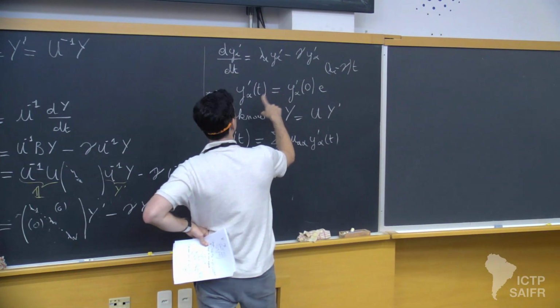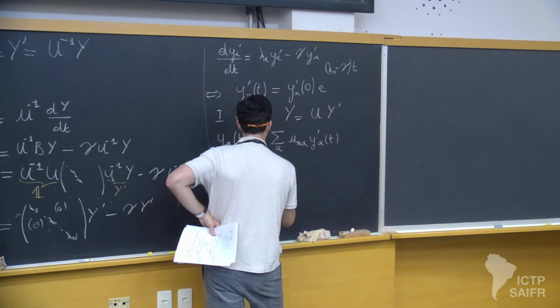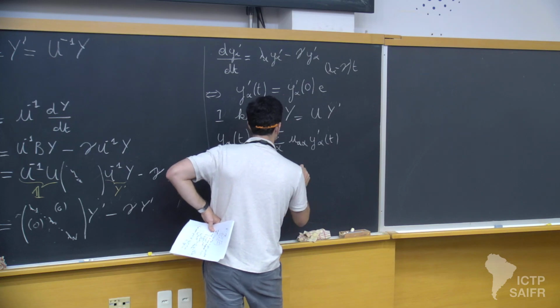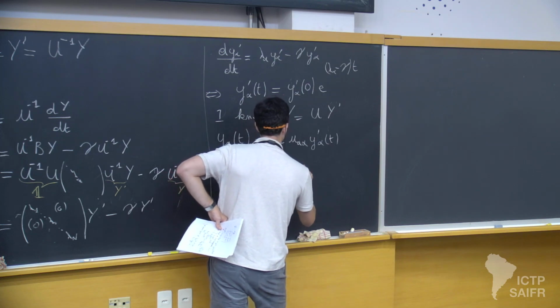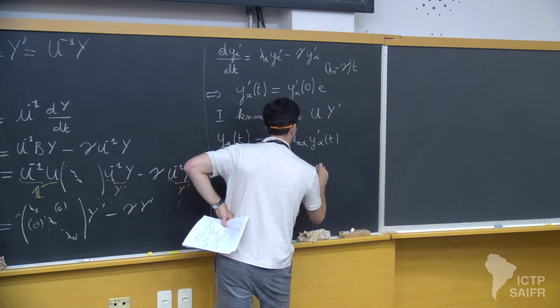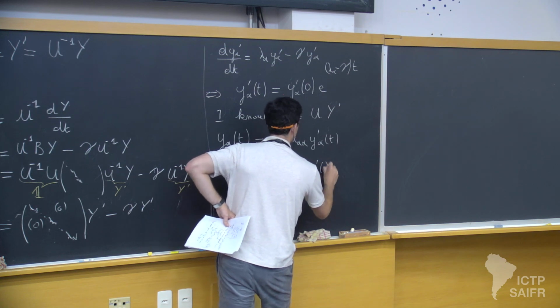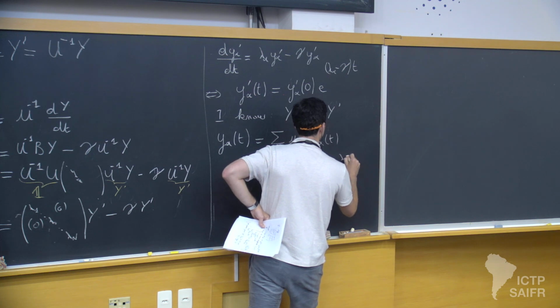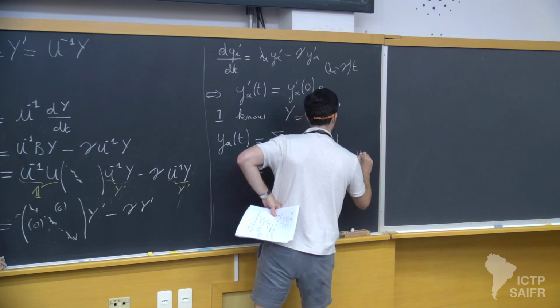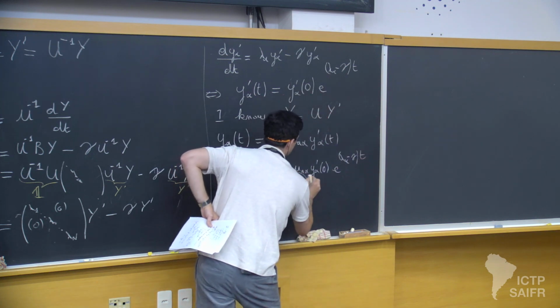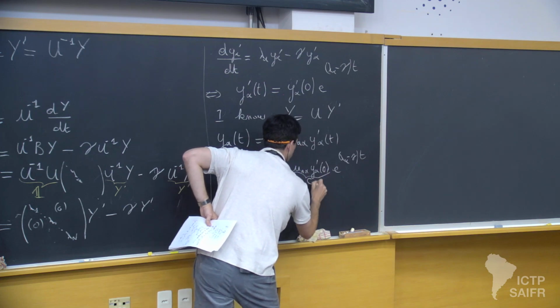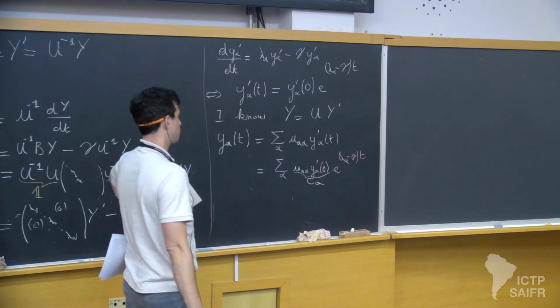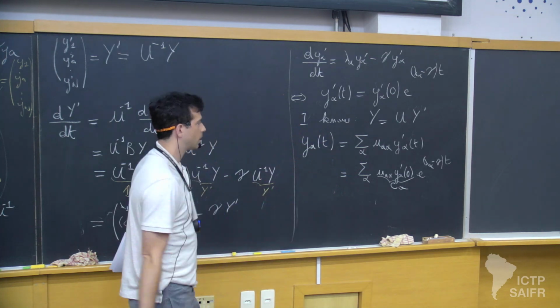But this we just solved. So in fact, I have the sum over alpha of u a alpha times y' alpha at 0, and then times the exponential term. This is just a coefficient, so just to simplify, let me call it C alpha. And you see I have a sum here.